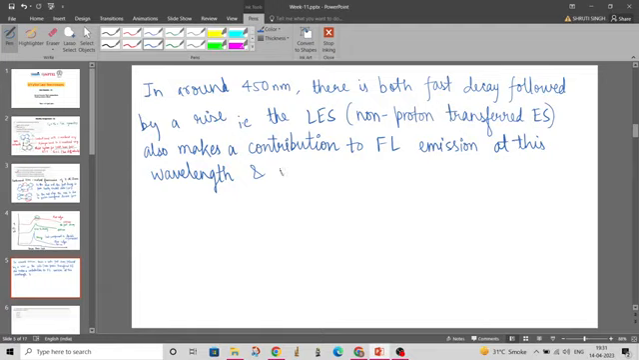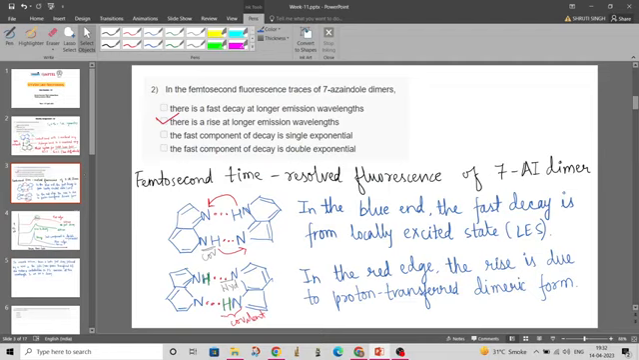And we see a decay. Okay, so to answer this question, there is a rise at the longer emission wavelength, which is true, and the fast component of decay is single exponential. Now the fast component of decay is double exponential.